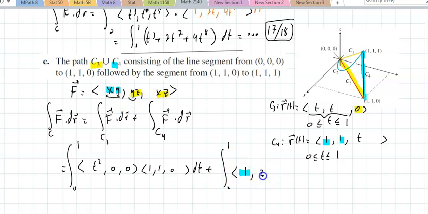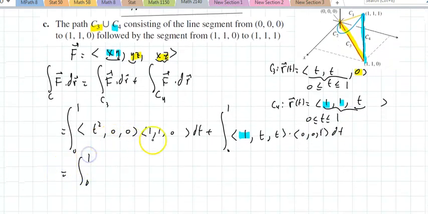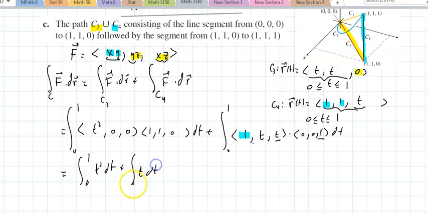That's a one, that's Z, and I'll get to that in a minute. And this is, oh crap, that is a 1z, but z is t. And this is 1 times z, z is t, dot it with 0, 0, 1 dt. So altogether, this is the integral from 0 to 1 of simply t squared dt, plus the integral of 0 plus 0, plus t dt from 0 to 1.